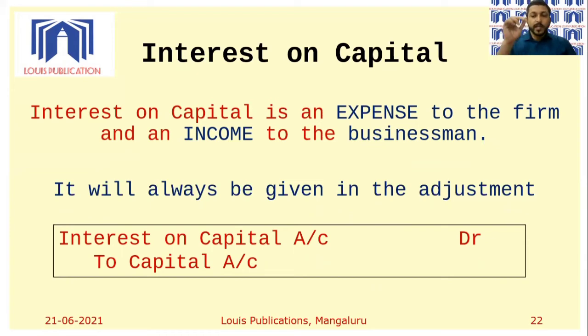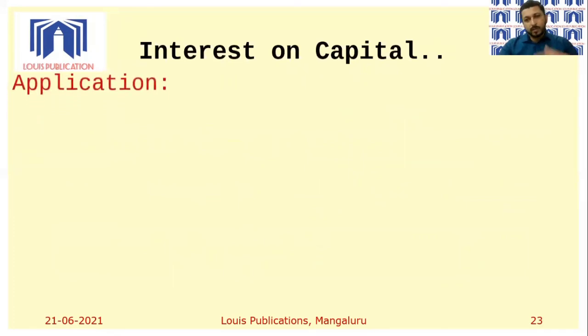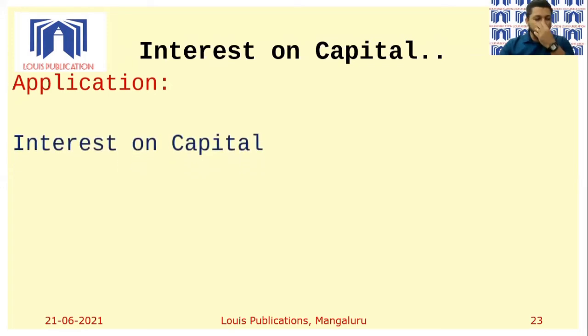Point to note, this interest on capital will be added to businessman's capital. When we say businessman's capital will increase, it's because it's an income to the businessman, whereas it's an expense to the firm. So interest on capital account is debited. So the adjusting entry for interest on capital will be interest on capital account debited to capital account. Now, application, it will always be given in the adjustment. So we don't ask a question whether it should appear in trial balance. So it will always appear as an adjustment only.